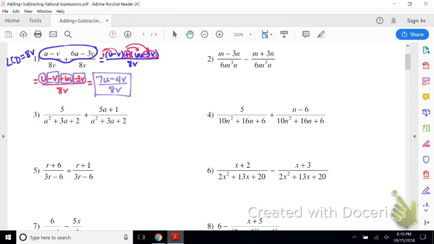Now let's look at number 4. Even though they have a least common denominator that's the same, we still need to factor those because it is a possibility that something will cancel at the end. So let's go ahead and factor that. We know the denominator is 10n squared plus 16n plus 6, so let's work on factoring that out. It does have a greatest common factor, which is 2. When I take a 2 out of this, I have 5n squared plus 8n plus 3.